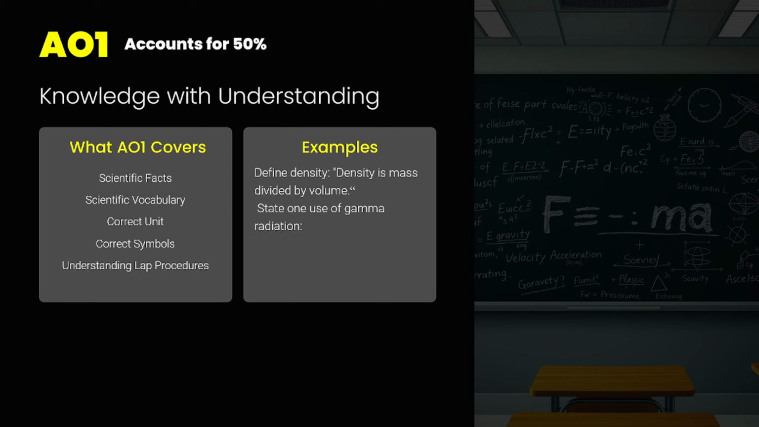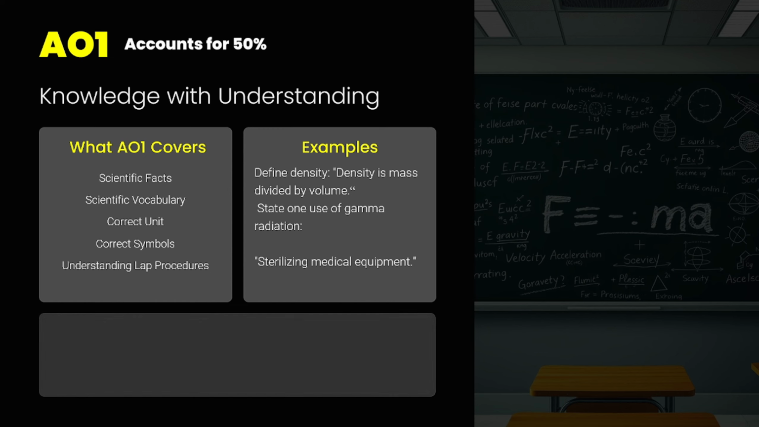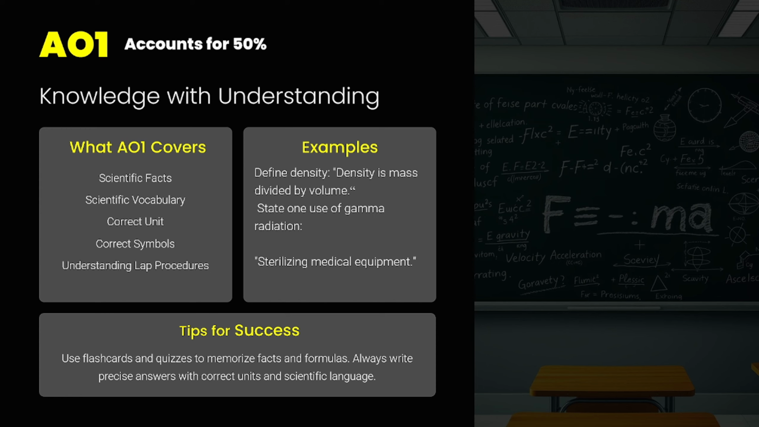Another one: state one use of gamma radiation. AO1 expects you to say something like sterilizing medical equipment, and that's it. No need for explanation unless the question asks. So, some tips for AO1: don't just read your textbook, test yourself constantly. Use flashcards, quiz apps, and past papers. Get those facts locked in.